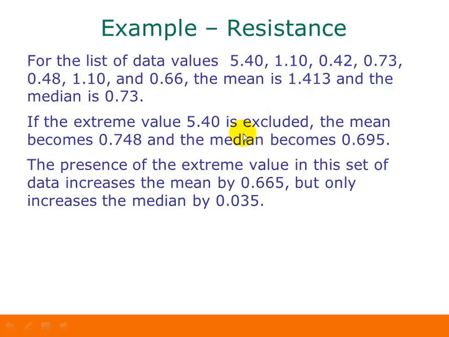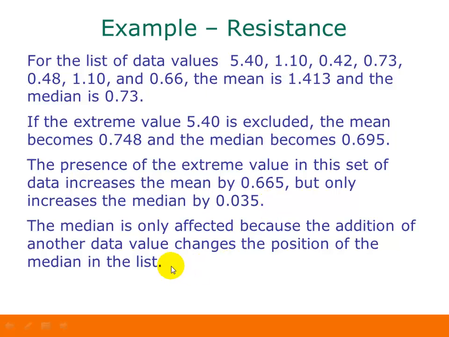So in this case, by putting the 5.40 back in, the mean went from 0.748 all the way up to 1.413. It almost doubled. But the median only increases by 0.035. It goes from 0.695 up to 0.73. So there's not a significant effect on the value of the median. Actually, the only reason that the median is affected is because we're adding another value, and that actually changes the position of the median in the list. So it changes where it is.